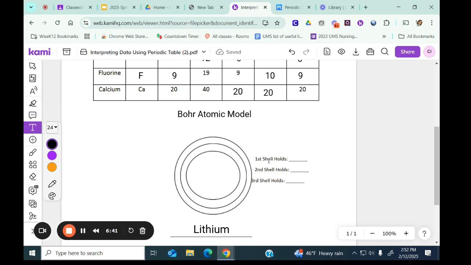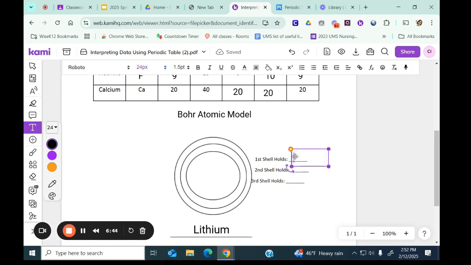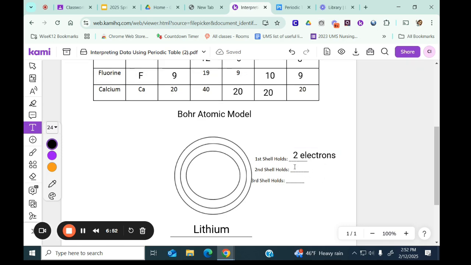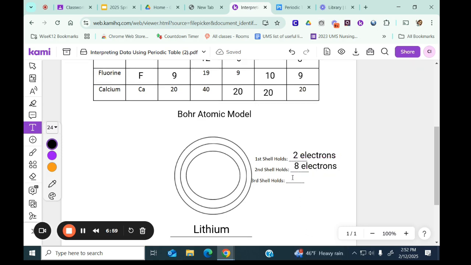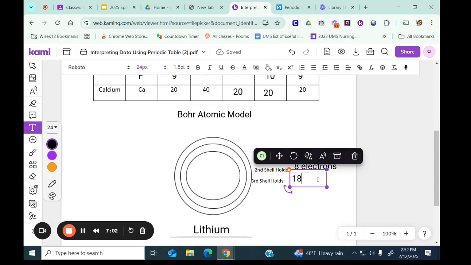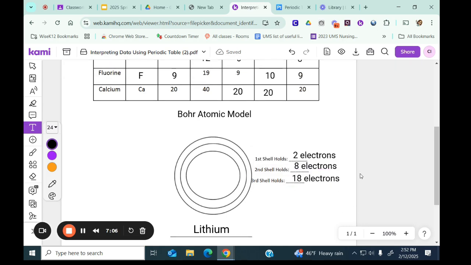Okay, the rule says that the first atomic shell or energy shell holds 2 electrons maximum. Once the first shell is full, then you can move on to adding electrons in the second shell, and it will hold a maximum of 8 electrons. And then once the second shell is full, then you can move on, and your third shell is going to hold 18 electrons. Now, these are numbers that you have to memorize, okay? 2, 8, 18.